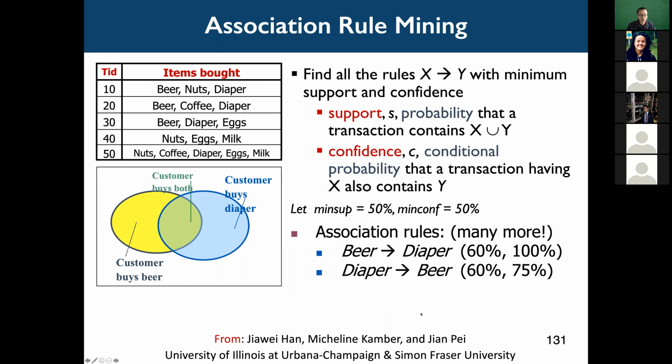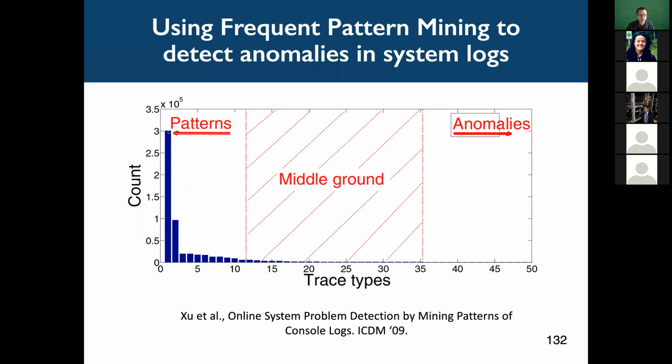Association rule mining can also be applied to AIOps solutions. Okay, let's see a concrete example to illustrate how it applies to AIOps solutions. In this example, the researchers use frequent pattern mining to detect anomalies in system logs.